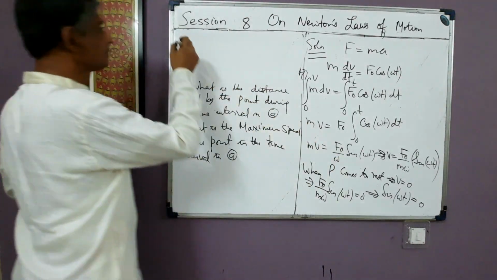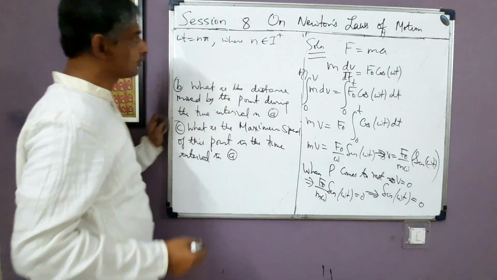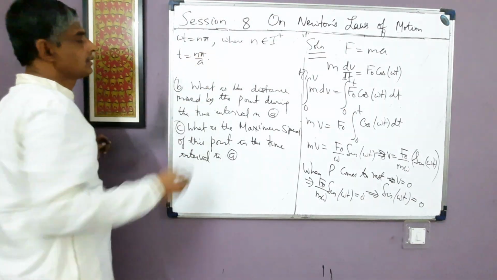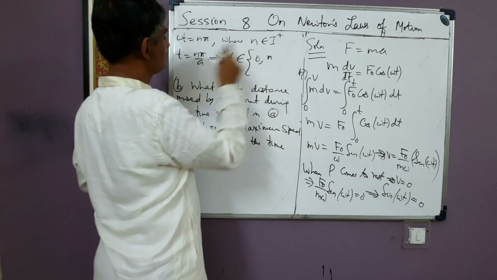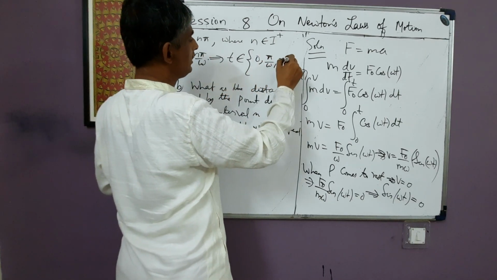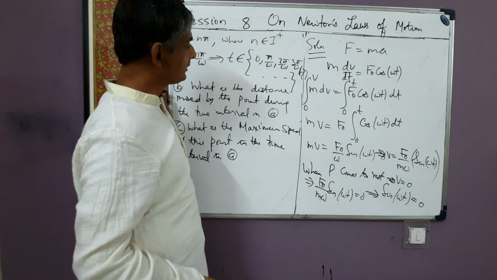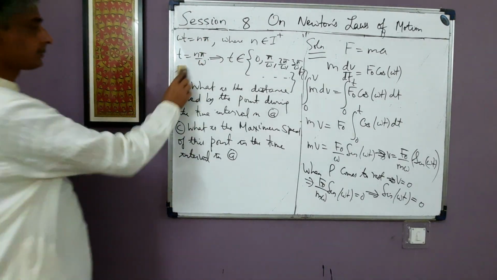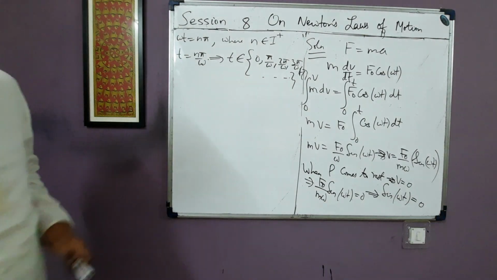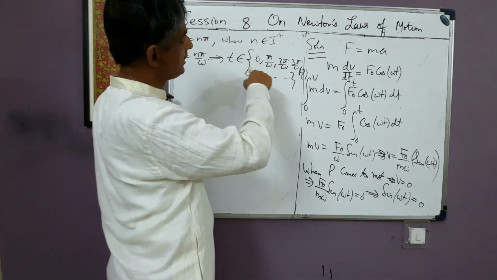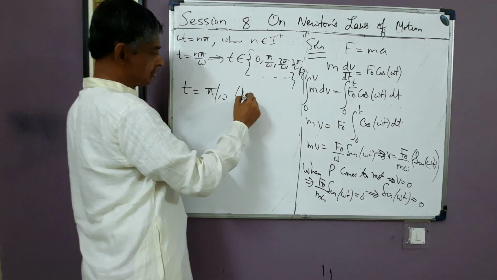Now sine omega t is 0 when omega t is equal to n pi, where n belongs to the set 0, 1, 2, 3, 4 and so on. So t becomes n pi by omega. So t belongs to the set 0, pi by omega, 2 pi by omega, 3 pi by omega and so on. At time 0 it was at rest. The next time it comes to rest after time 0 is pi by omega. So the answer to part A of the question is pi by omega.